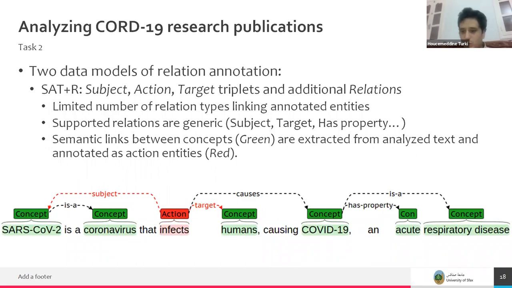Okay, so to infer and to extract relations and annotate them within the text, we should have a data model to represent these semantic relations in the text. So there are two main data models for that. The first one is the subject, action, target and relation model. This model uses a number of generic types of properties to represent the link between the annotated items, for example, 13 or 14 at the maximum. They are not specific to each type of biomedical relation.